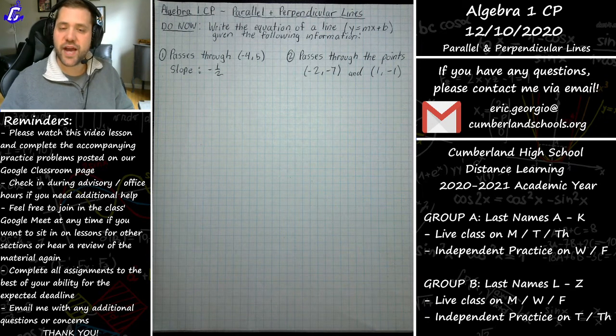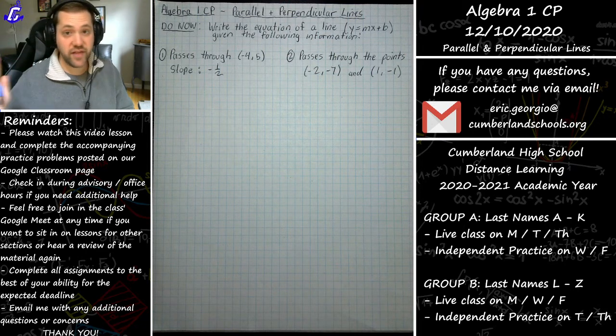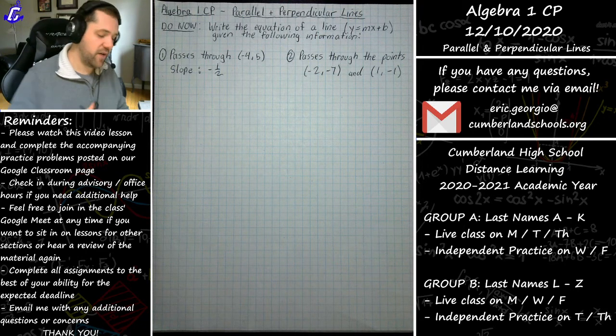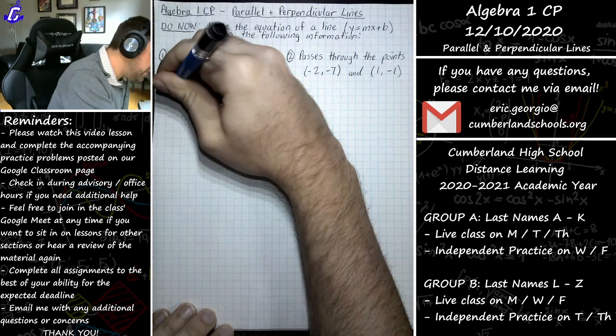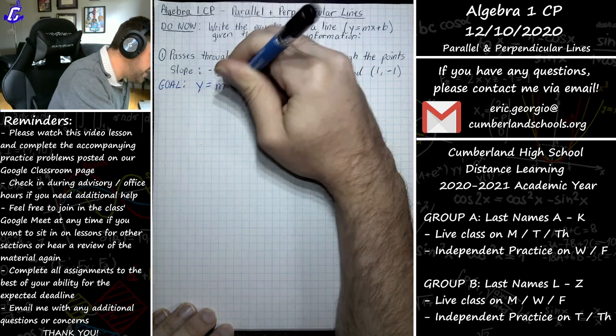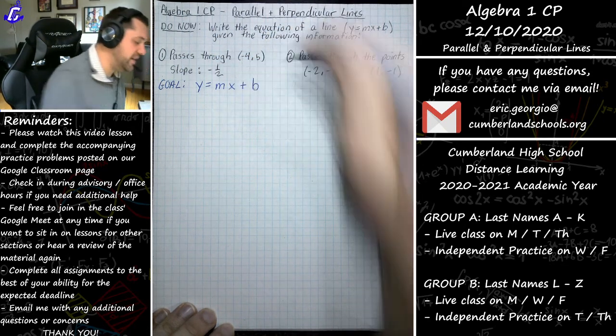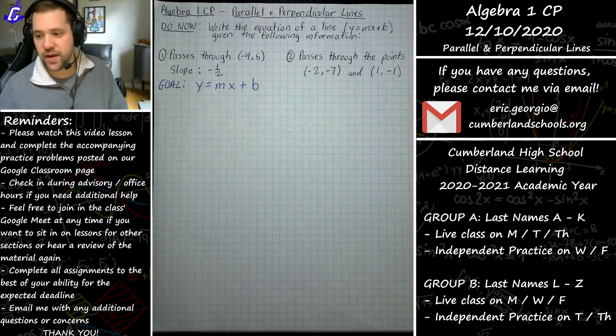Hopefully by now you had an opportunity to pause the video, try these problems on your own, and see if you can get the answers. We'll go through them now. If you didn't, now's your last chance, but we're going to go through them now, all right? Remember that for both of these, your goal is to write the equation of a line in the form of y equals mx plus b, where m is your slope and b is your y-intercept, right?